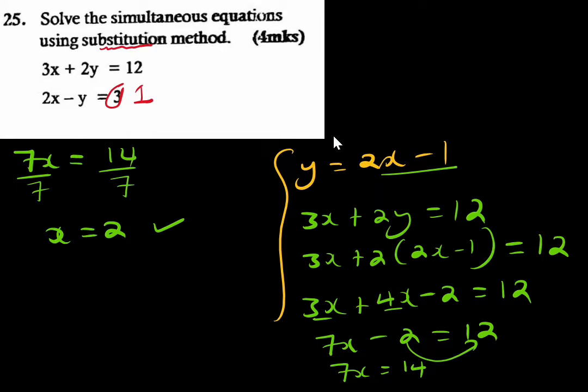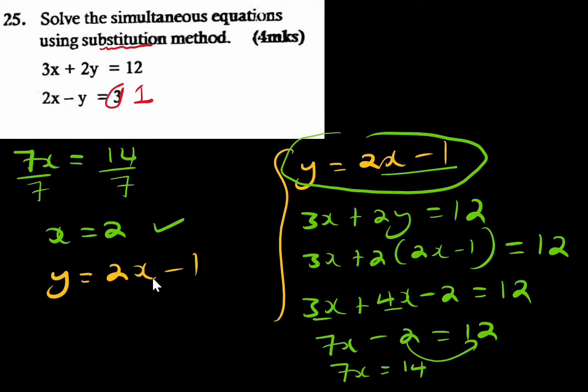If you want to get y, you come to this equation where we have y is equals to 2x minus 1, or you can substitute x in any of the equations. Here I have y is equals to 2x minus 1. Where I have x, I put 2. So I can see y is equals to 2 times 2 minus 1. And therefore y is equals to 4 minus 1, which is 3. And therefore the value of x is 2 and y is 3.